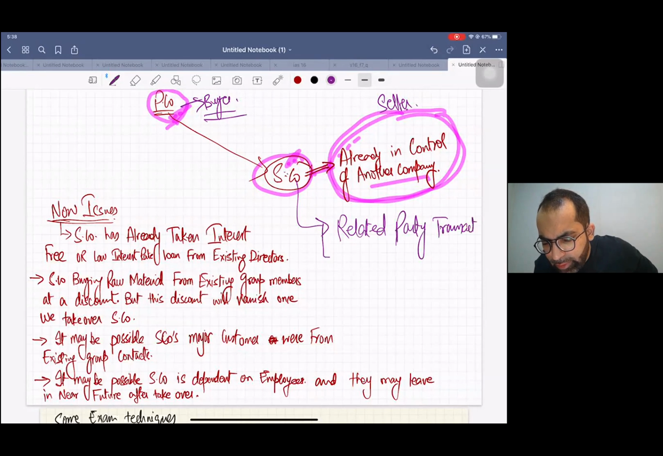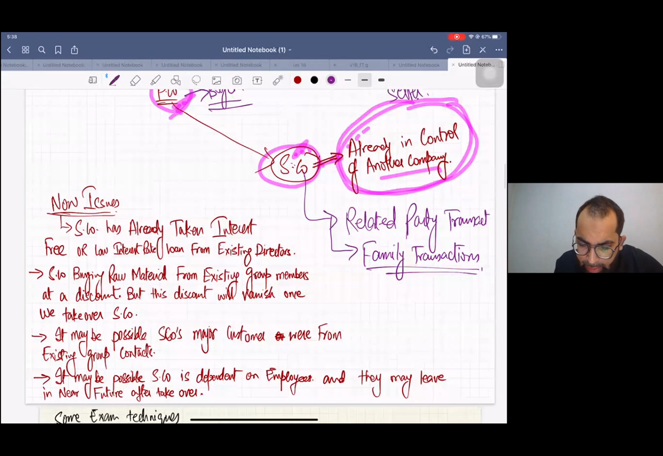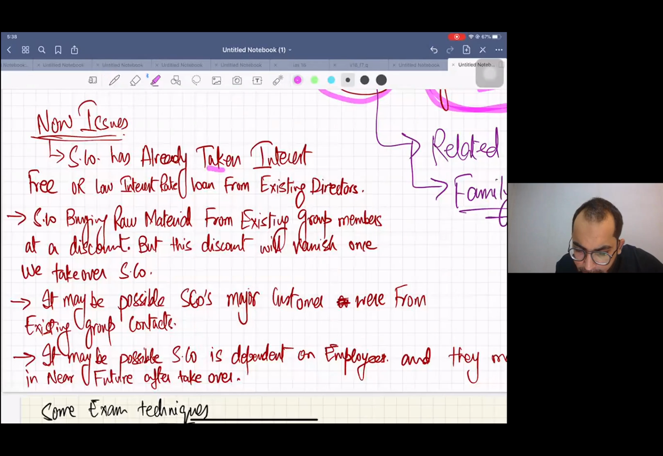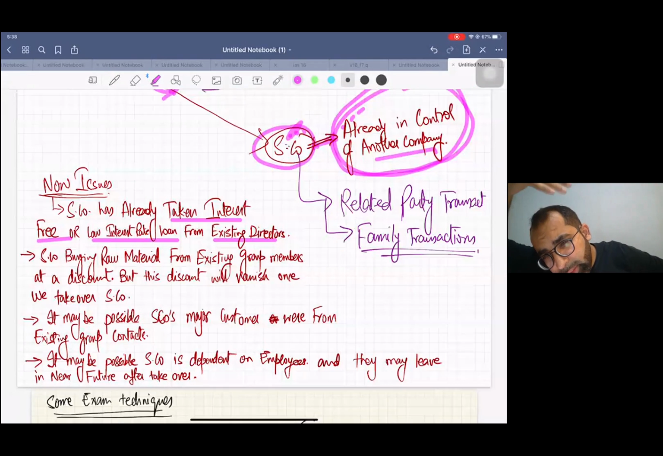or in easy words, we can say family transactions. For example, this subsidiary company, which is not in my control right now, S company has already taken an interest-free or low interest rate loan from existing directors. Right now, S company is under control of another party, the other directors, and those directors have given an interest-free loan to this S company. Why did they give an interest-free loan? Because right now they are owners.